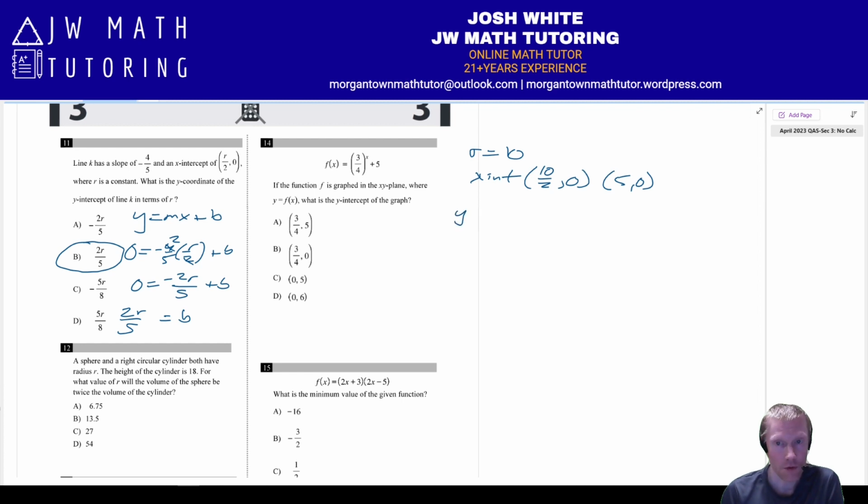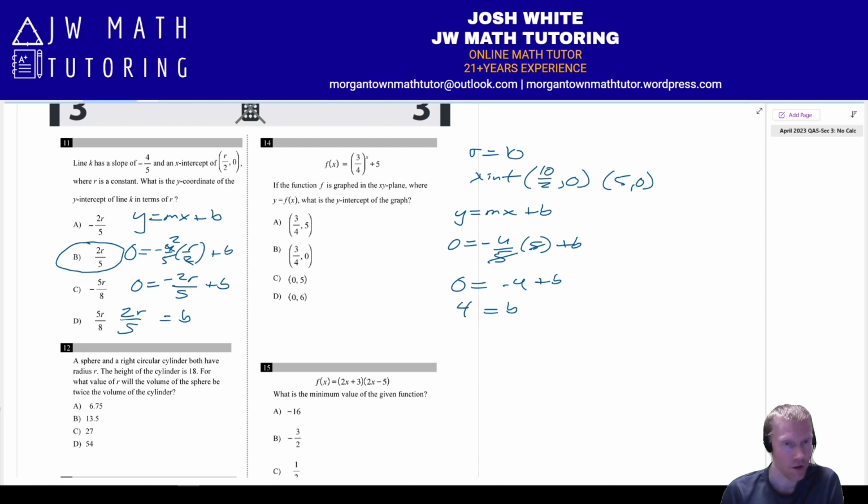And now I'm going to go through the same process, but now it's all going to be numbers. So it's still going to be 0. It's still going to be negative 4/5. It's going to be 5, and then plus b. So we get 0 equals, now it's negative 4 because the 5's cancel out, plus b. So b equals 4. That means we have to go through the answer choices, plug in 10 for r, and we're looking for the one that simplifies to positive 4. That's going to be the correct answer.